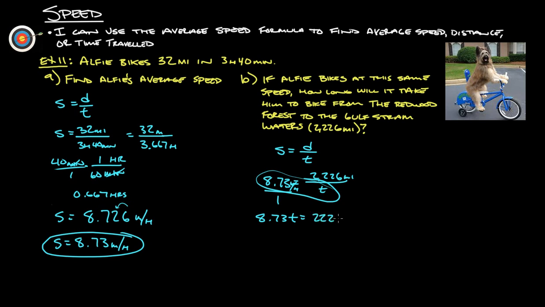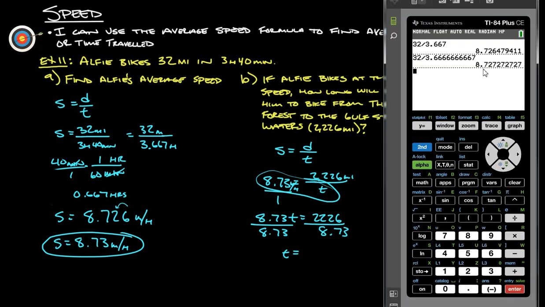So we're going to divide both sides by 8.73, and we'll get our total time. Good news is here's our 8.73 right here. The best way to do this on this calculator is don't hit clear. Just do 2226, divided by, and then we do second answer. It will take 2226 and divide by this answer that we got here.